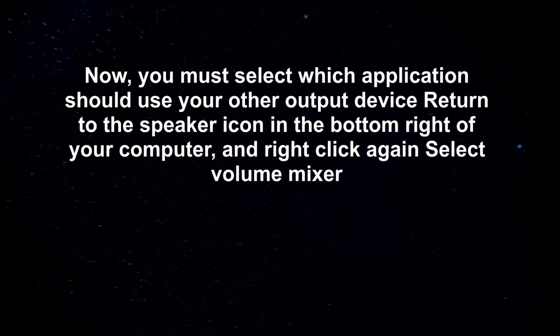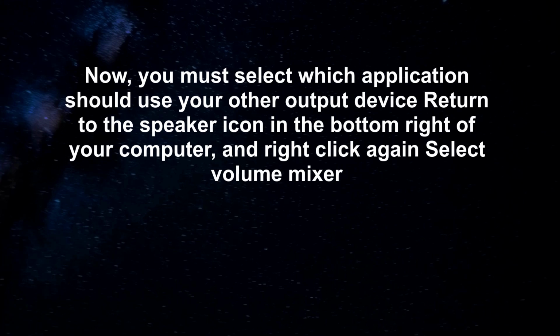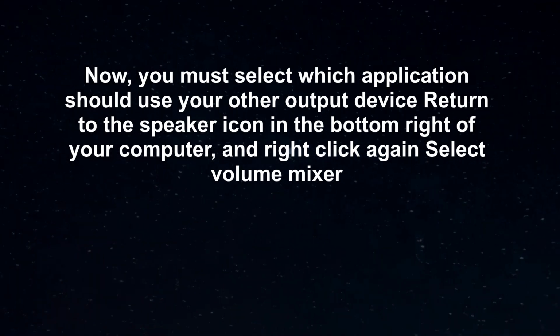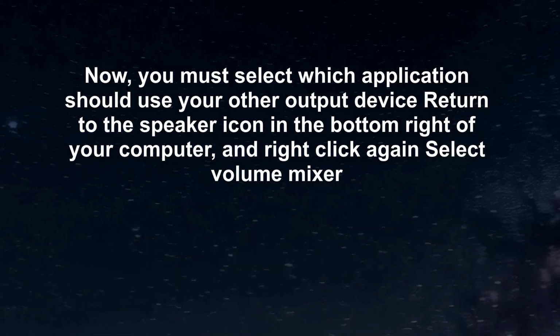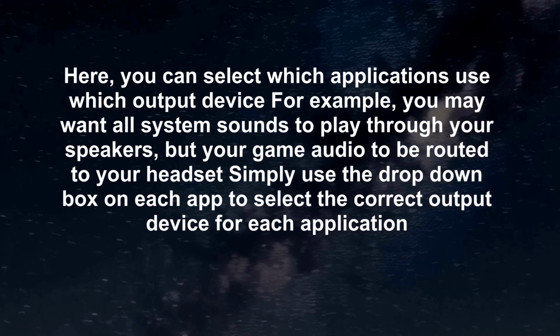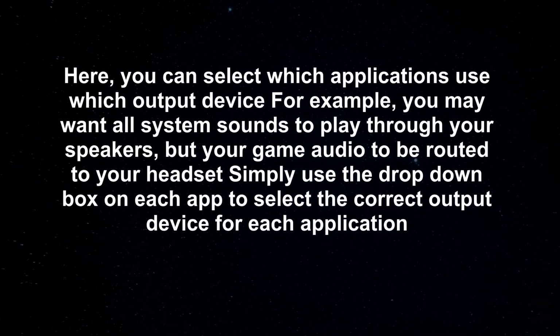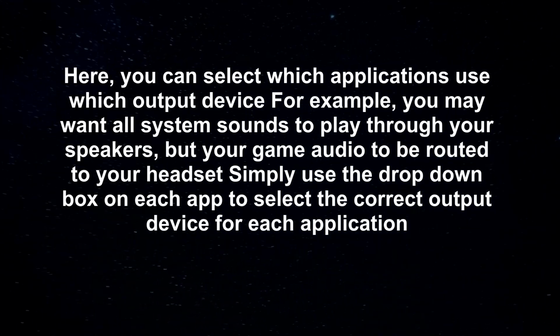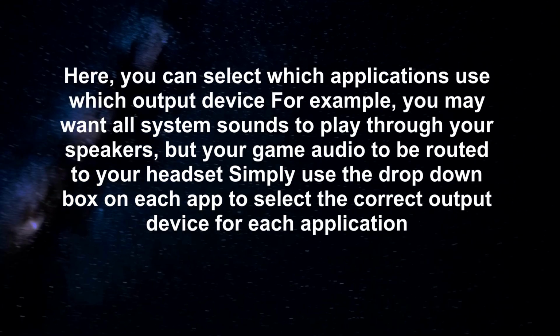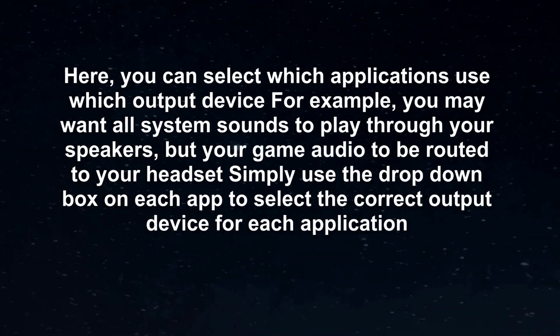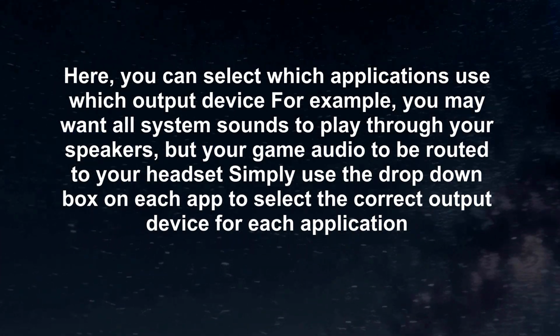Now, you must select which application should use your other output device. Return to the speaker icon in the bottom right of your computer and right-click again. Select Volume Mixer. Here, you can select which applications use which output device. For example, you may want all system sounds to play through your speakers, but your game audio to be routed to your headset. Simply use the drop-down box on each app to select the correct output device for each application.